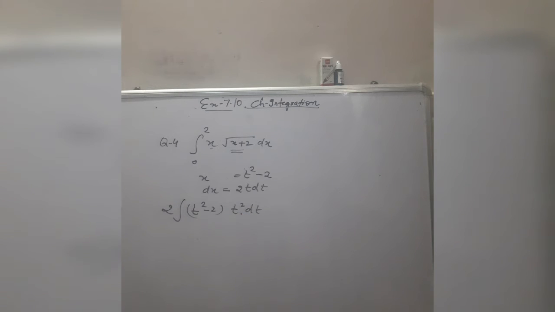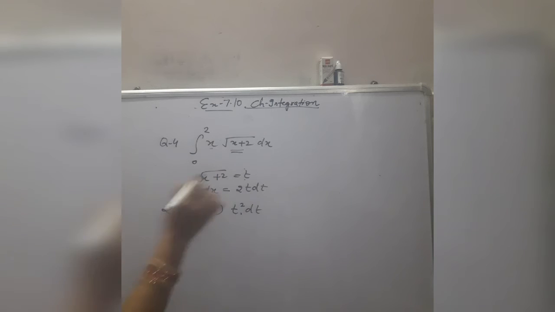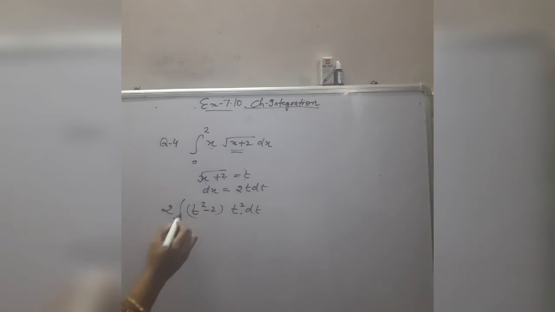Now see the limits. In this we have put root x plus 2 is equal to t. If you put the lower limit 0 here, then 0 plus 2 is 2, so the lower limit will be root 2. If you put x is equal to 2 here, 2 plus 2 becomes 4, and root of 4 is 2. So the limits will be root 2 to 2 in this case.